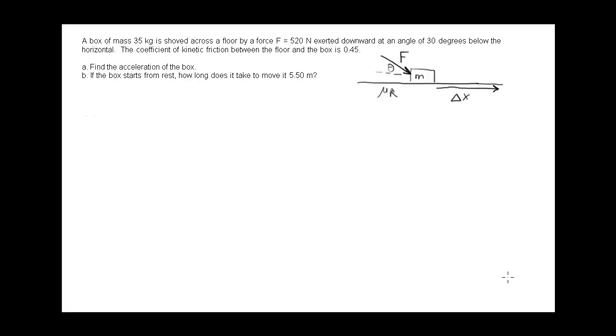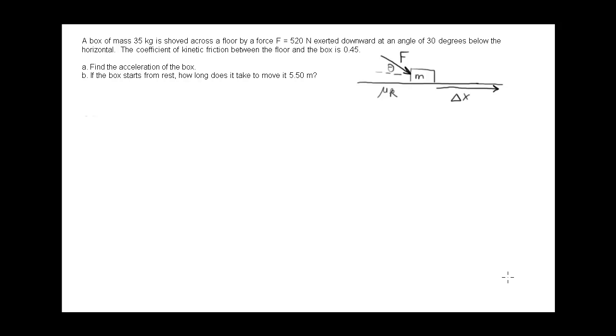A box, mass 35 kilograms, is shoved across the floor by a force F, which is 520 newtons, but the force is exerted downward at an angle of 30 degrees below the horizontal. The coefficient of kinetic friction between the floor and the box is 0.45. So first we want to find the acceleration of the box, and secondly, if the box starts from rest, how long does it take to move 5.5 meters?